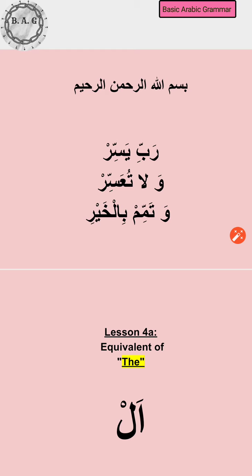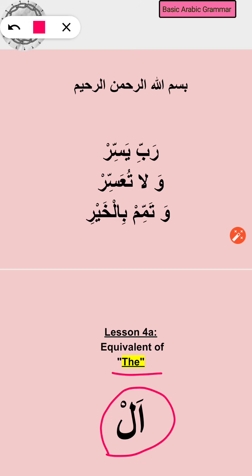Okay, so today, inshallah, we are going to discuss the equivalent of the English article the, which is al. Now we say it all around in Arabic, okay? For example, we have kitabun, that's what we have been studying so far, okay? So this is our example, kitabun.